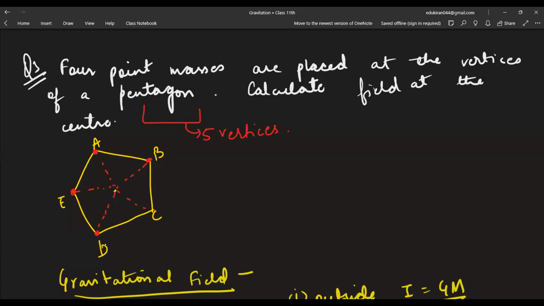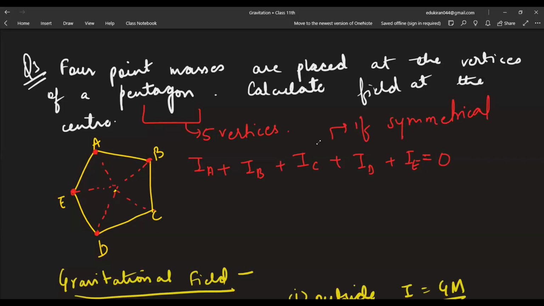See, if all 5 were present, what would have been the gravitational field at the center? I think I've discussed this with you, that if all were there, let's say IA plus IB plus IC plus ID plus IE, then this would have been a symmetrical figure if this 5th point mass was also present. If the 5th was also there, then at the center it would have been 0, if it was symmetrical. Right?